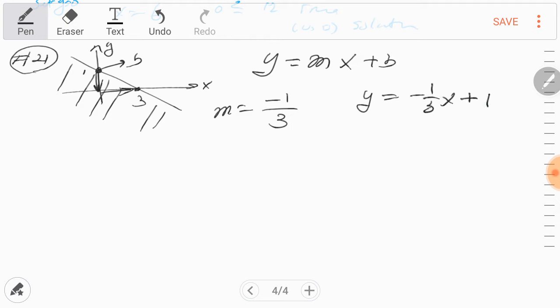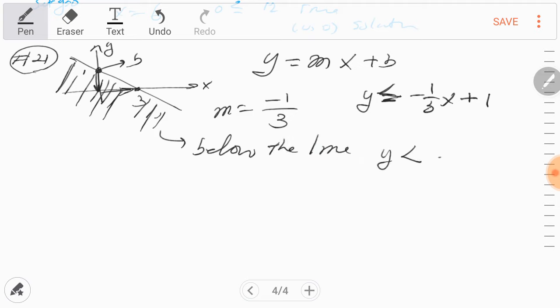Now we have to put in the inequality symbol. The solution is below the line. Below the line means less than, right? Below the line means y is less than, not greater than. So we put the less than symbol.